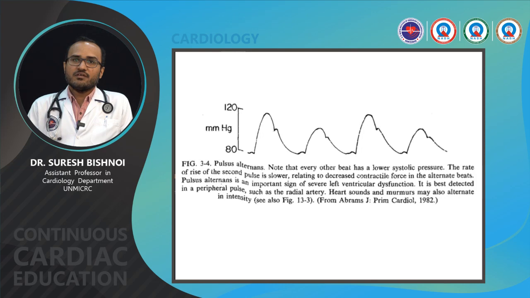So this is a very typical depiction of pulsus alternans. Note that every alternate beat has a lower systolic blood pressure, and the rate of rise of the second pulse is slower, related to decreased contractile force in the alternate beats. Pulsus alternans is an important sign of very severe left ventricular dysfunction. It's a very ominous sign to detect clinically. It's best detected in the peripheral pulses, such as the radial artery.